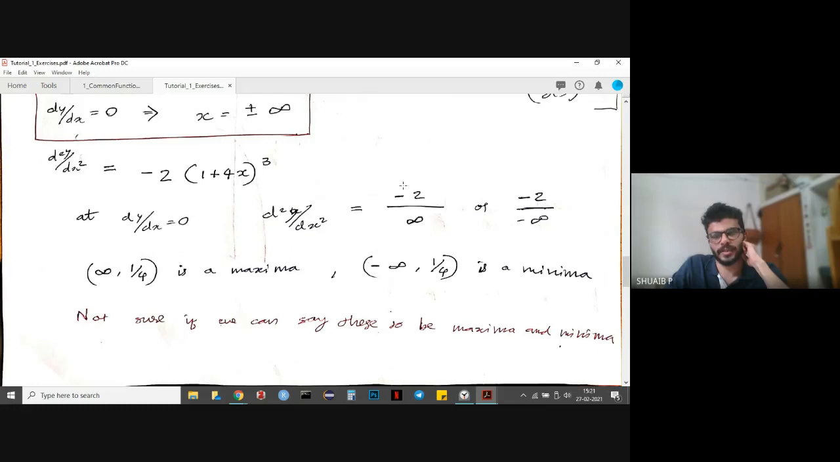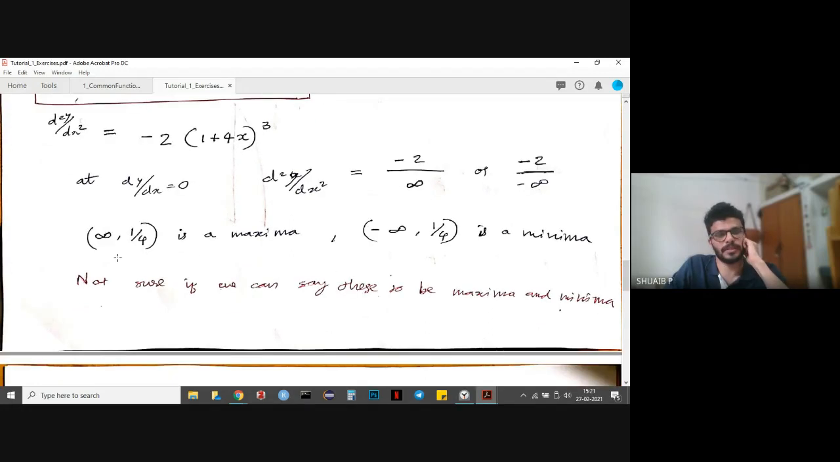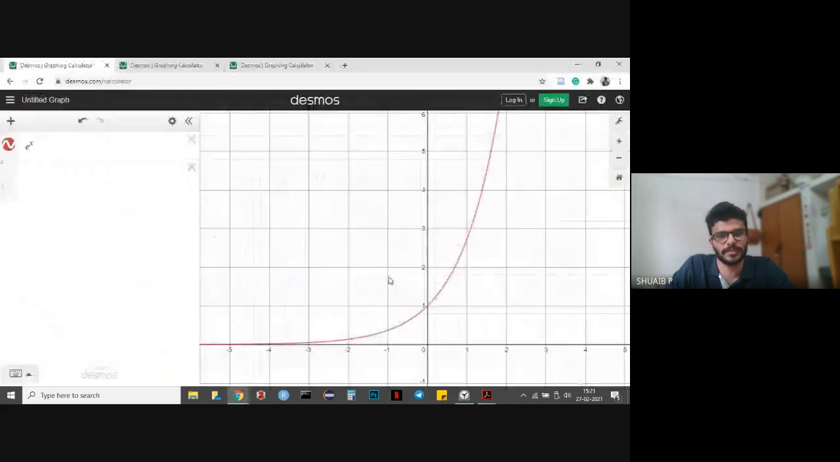Essentially what we get is, when x is infinity, it's a maxima, and I'm not sure whether we can call it a maxima, but by maxima what I mean is that when x is infinity, the function has a positive slope and it's approaching the point, and when it's negative infinity, it has a negative slope. So I can show this.